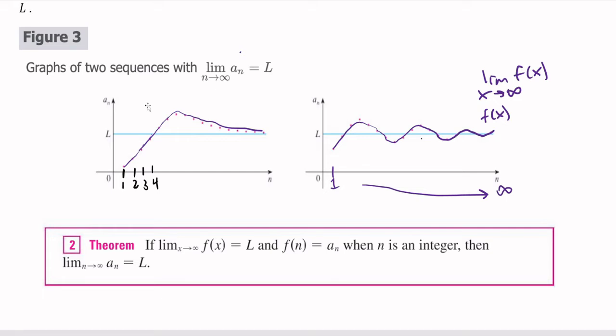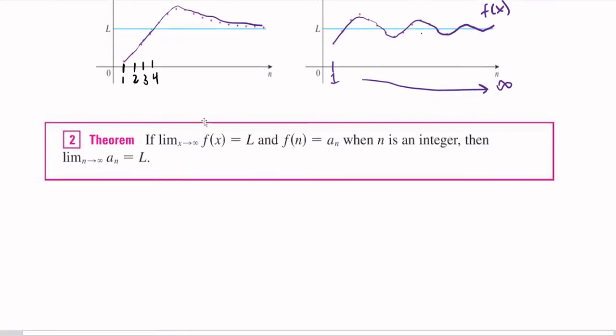The theorem says, if you have a function f of x, and the limit as x goes to infinity of that function equals L, and it happens that your function and a sequence a sub n overlap, meaning if I have the dots here for a sub n, then the function and the dots agree at every whole number, so if my function and my sequence actually agree for every whole number where the sequence is defined, then it just so happens that they will have the same limit.